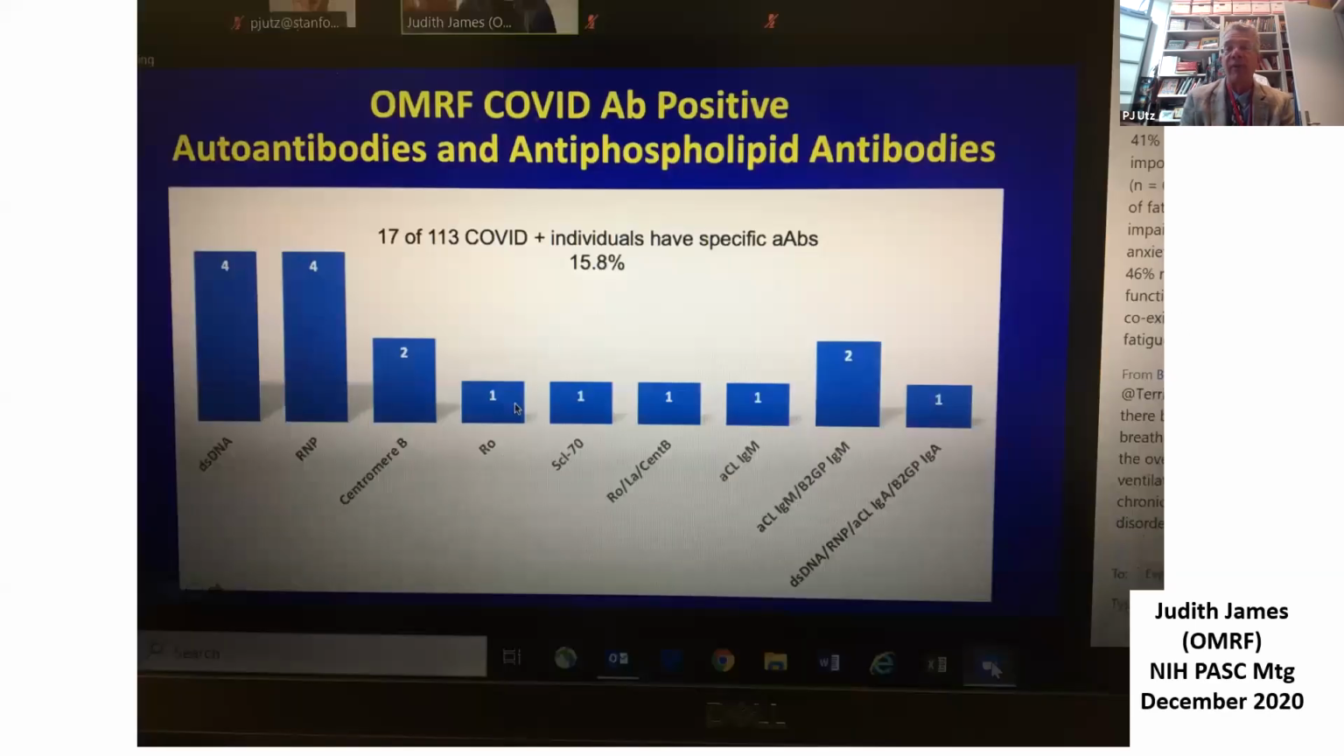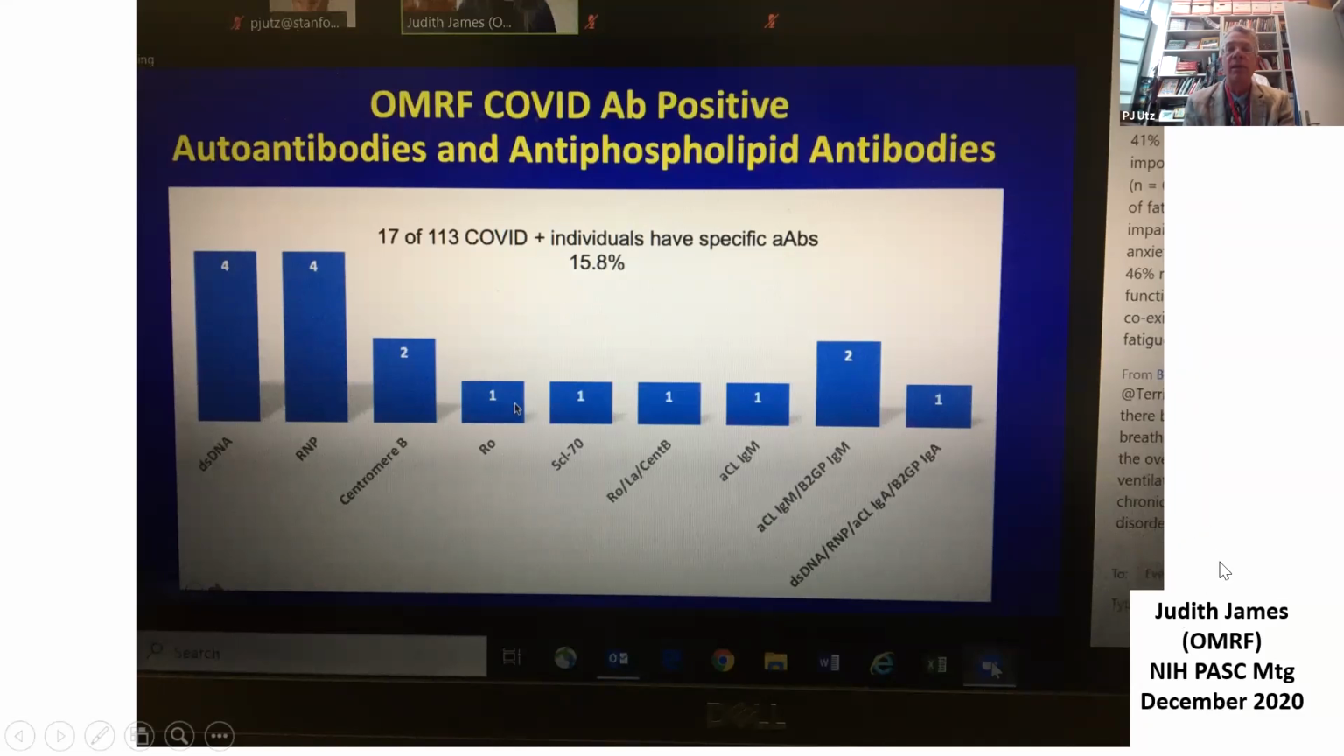This is a photograph of a slide from Judith James. So Judith and myself and about 150 different people participated in a 2-day meeting hosted by Tony Fauci in December on post-acute sequelae of COVID. And it was an eye-opening meeting for me, for sure, because I had not appreciated the breadth of the different disorders that patients who have COVID have, what it's like for them after they recover. And so one of the things that Judith did, she's at Oklahoma Medical Research Foundation.